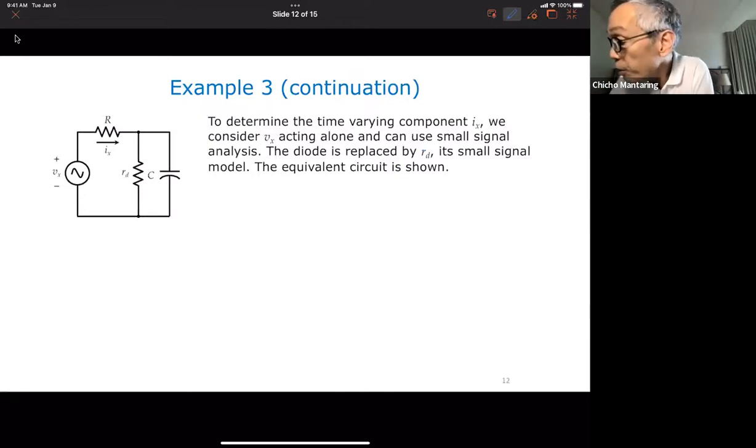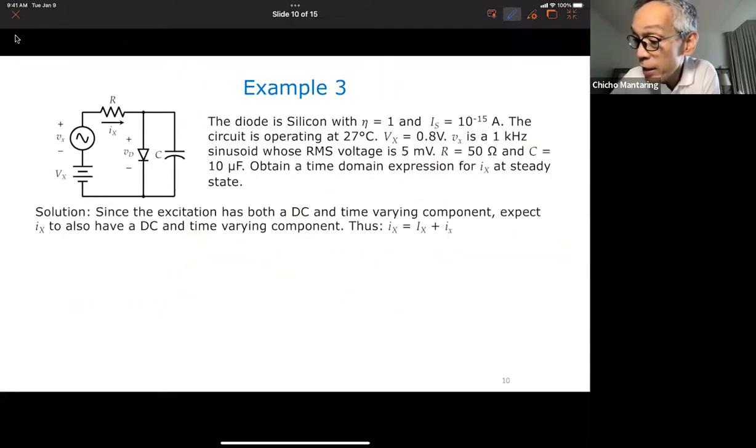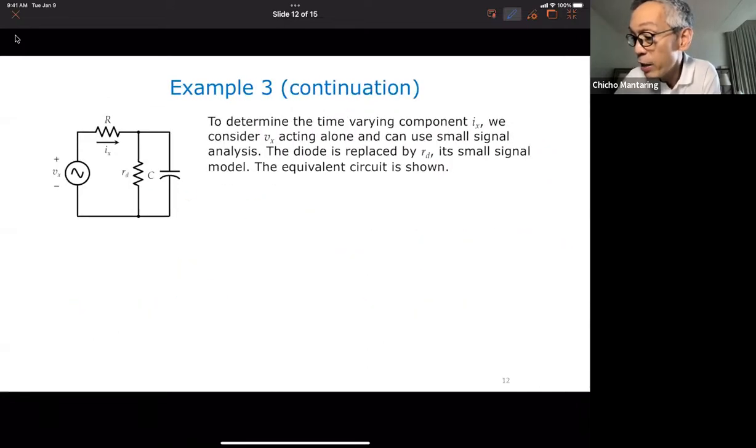Okay, to determine the time varying component, this is small I, small x. We consider V of X now acting alone. Now, what did we say we can represent the diode if it were small signal analysis? Sabi natin, yung diode natin, we can represent it by its small signal model. And the small signal model is just R sub D. So if I go back to my original circuit, this is now acting alone. So ito naman yung iso-short natin. We short this. This is acting alone. This diode now I replace by R sub D. And this is what I will come up with.